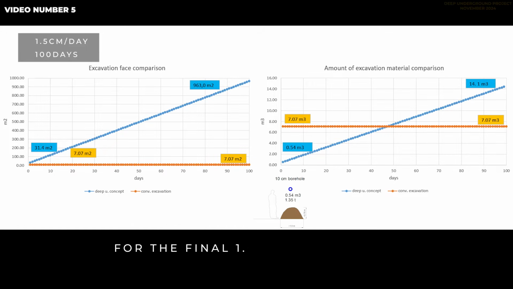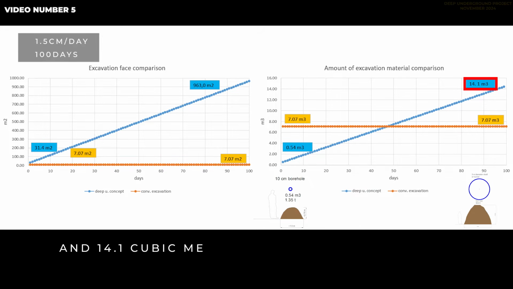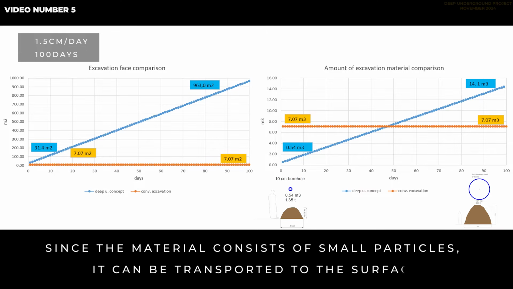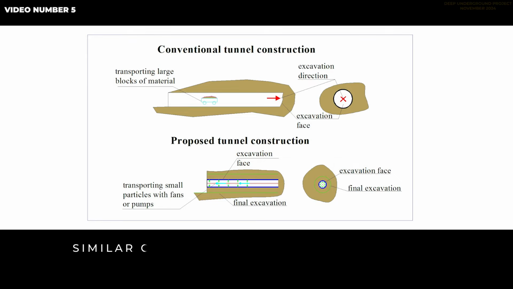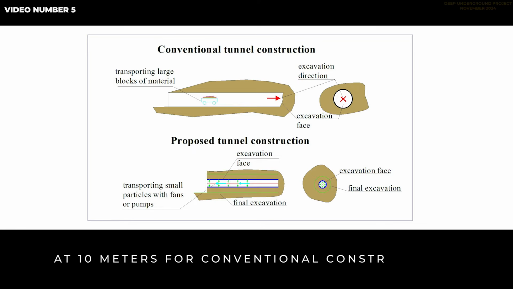For the final 1.5 centimeters of a 3-meter diameter shaft, a surface of 963 square meters should be obtained in 24 hours, and 14.1 cubic meters of excavated material should be removed. Since the material consists of small particles, it can be transported to the surface with a small pump or ventilator at the bottom. Similar considerations apply to tunnels, with a daily advance defined at 10 meters for conventional construction.